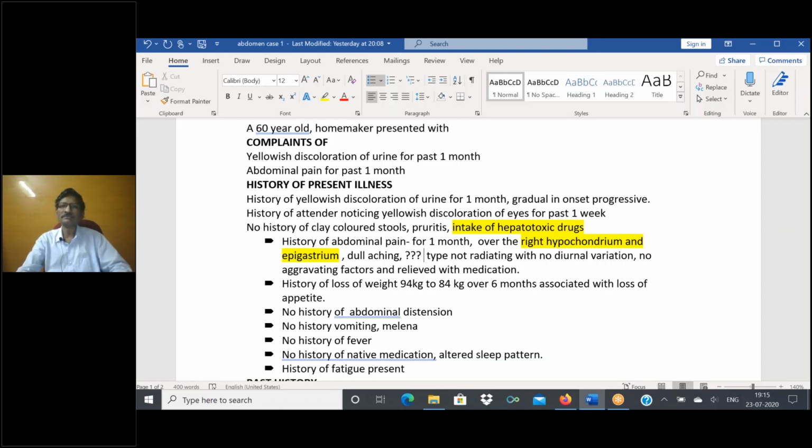Intermittent or continuous? Okay. Now, I forgot to correct one more basic thing, so I'll correct it now. History of abdominal pain for 1 month. How was the onset and progression? Vignesh, if you remember, you tell. Otherwise, I'll just.